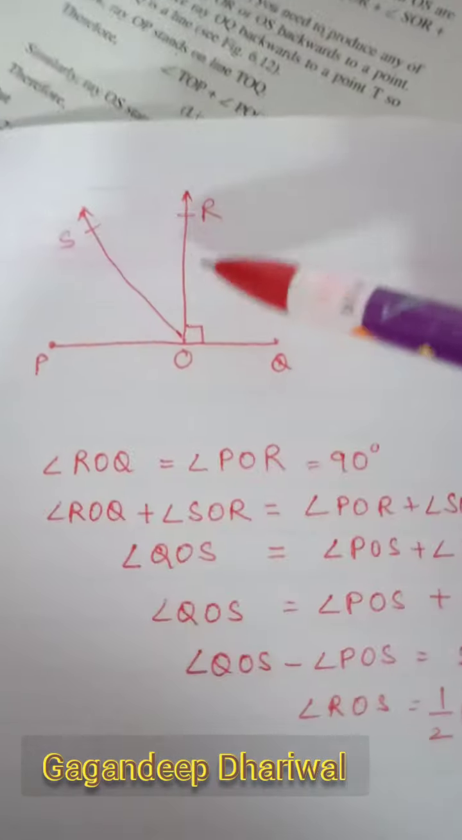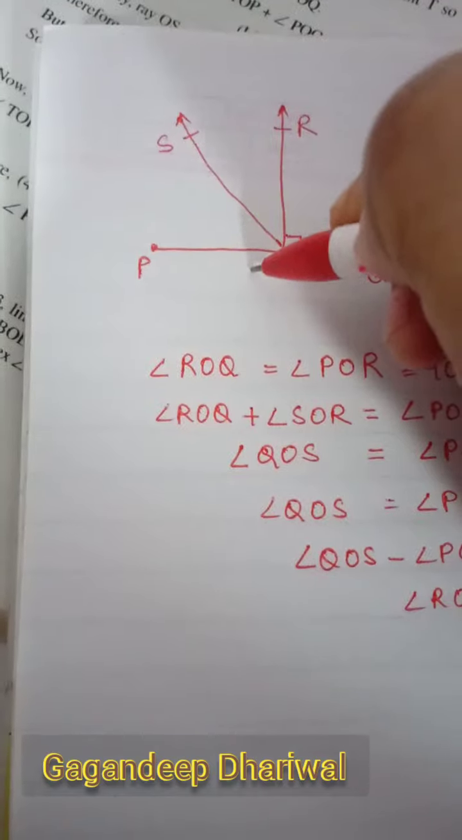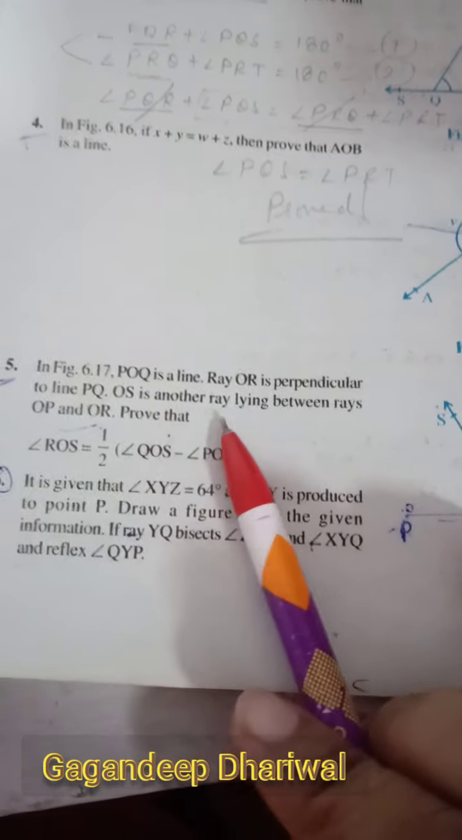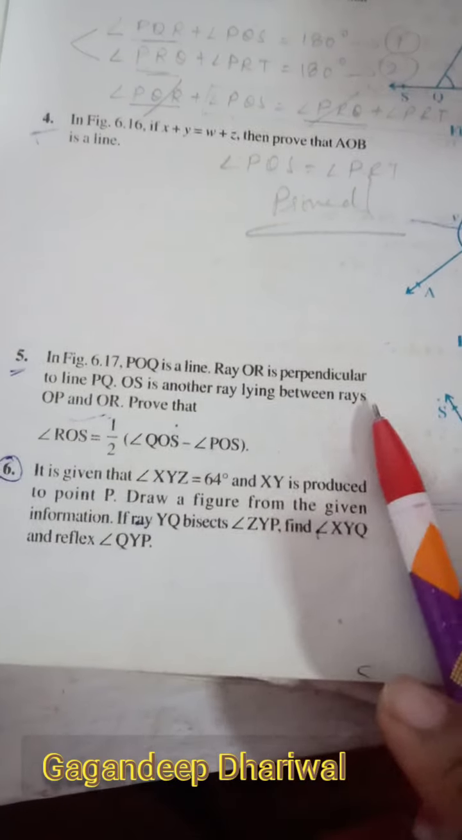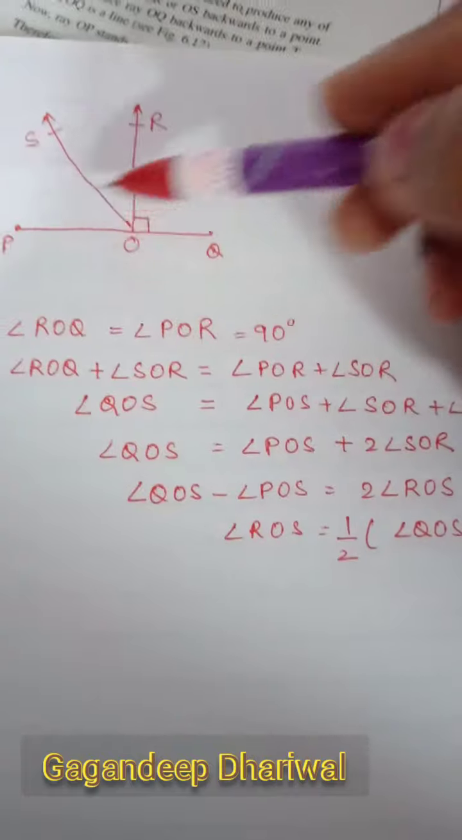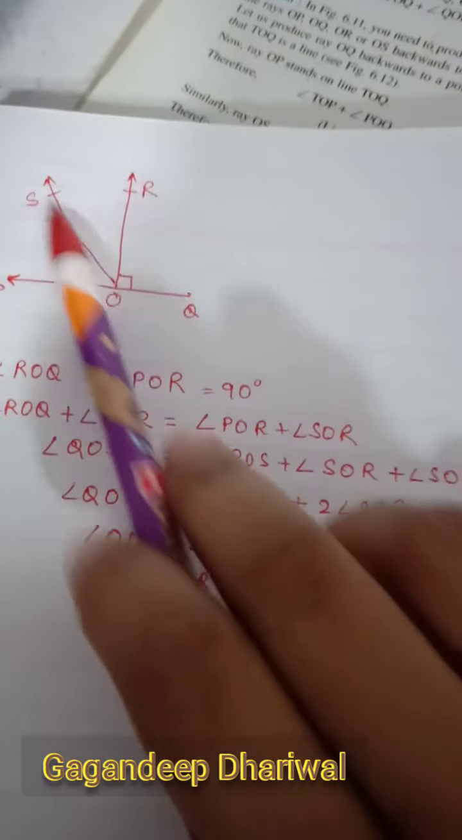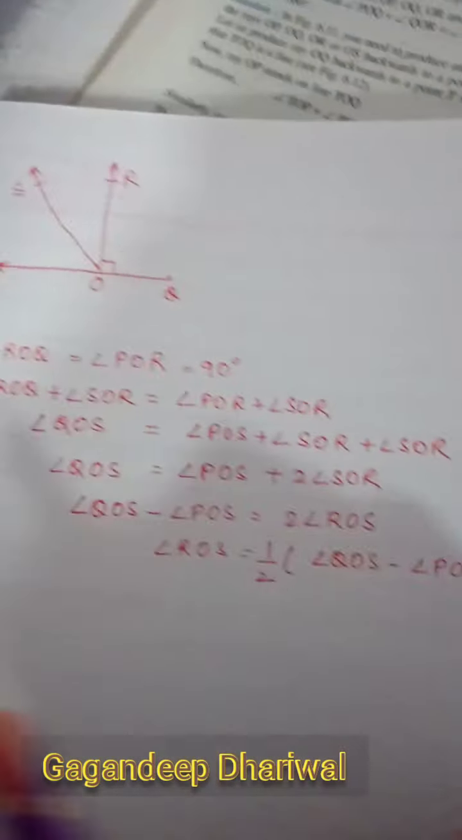Now ray OR is perpendicular to line PQ means this is 90 degrees, and we can also take this entire angle as 90. Okay, now after that it is written OS is another ray lying between ray OP and OR. Now this is ray OP and this is ray OR, and this is ray OS, so we have to make an arrow over here. Okay, then this OS is another ray lying between these two rays.